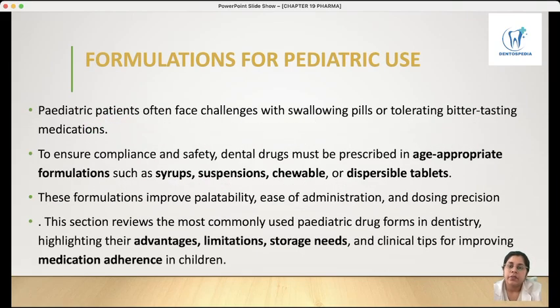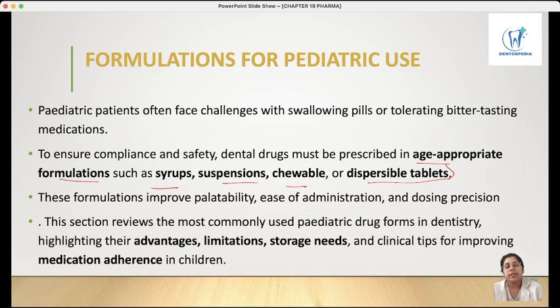Now, formulations for pediatric users. Pediatric patients often face challenges with swallowing pills and tolerating bitter tasting medications. To ensure compliance and safety, dental drugs must be prescribed in age-appropriate formulations like syrup, suspensions, chewable, dispersible tablets. It means that according to the age of a child, you will prescribe the concerned formulation of a drug.